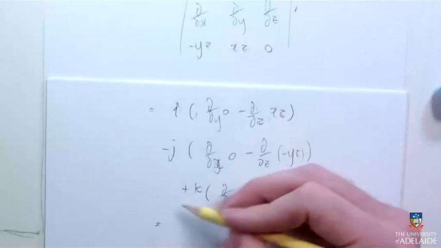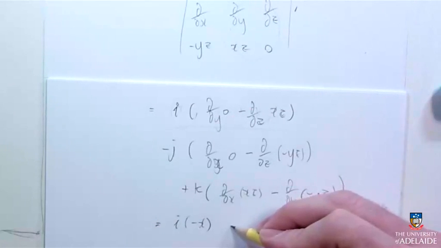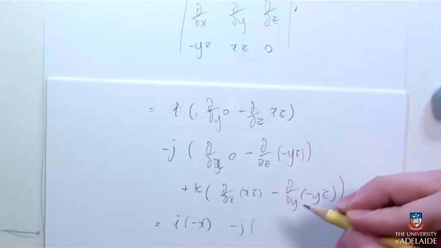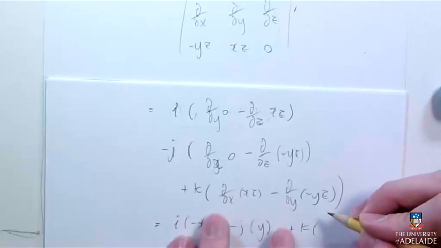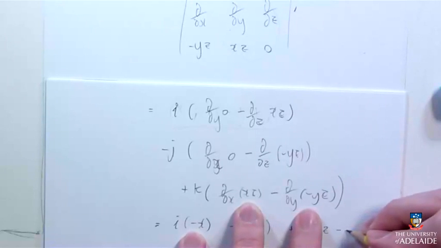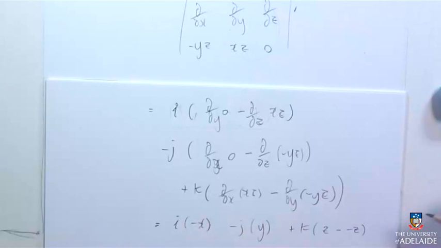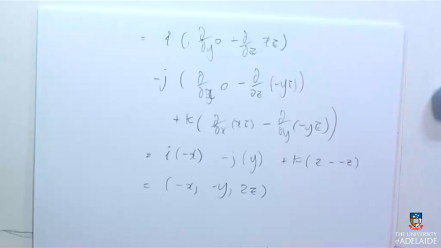So this is i times minus x up here, and this is minus j times y, and this is k times z minus z. Is that right? So I've got minus x, minus y, and 2z, which is not on the screen. Okay, cool.